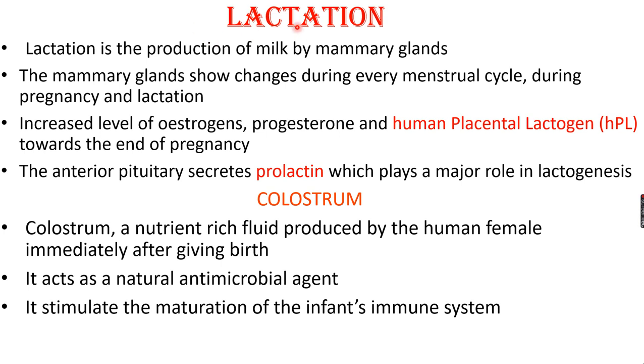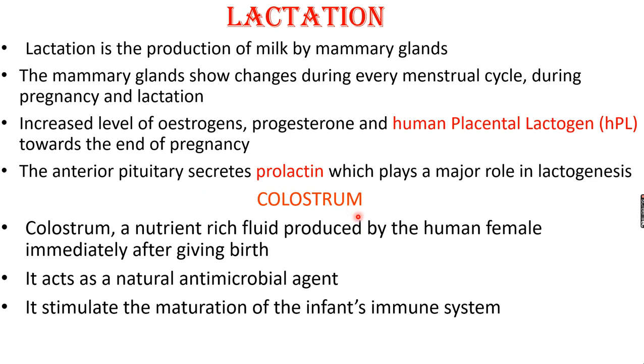Which hormone is important for the secretion of oxytocin? Lactation is the production of milk by the mammary gland. And mammary glands show a number of changes during the menstrual cycle. For the lactation period after delivery, human placental lactogen, and at the end of pregnancy, estrogen and progesterone levels will increase. The anterior pituitary secretes prolactin, which is also involved in lactation.